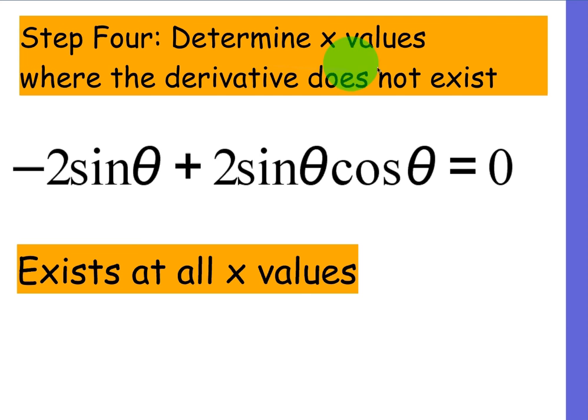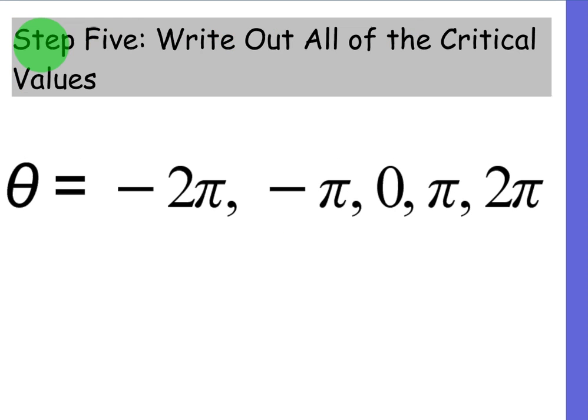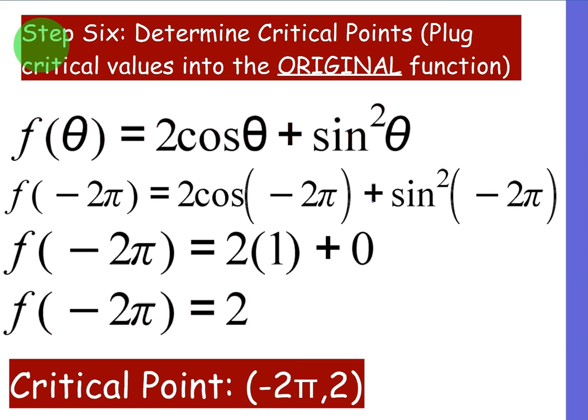And again, like we talked about, this exists everywhere. So for step 4, no need to figure out where it doesn't exist. It exists everywhere. Step 5, we're still going to write out all of our critical values, and remember you need points, so we're going to plug them back into the original. We're going to plug each of those back into the original. Cosine of negative 2 pi would be 1. It's the same as 360. It's the same as 0. And then sine of negative 2 pi would be 0.